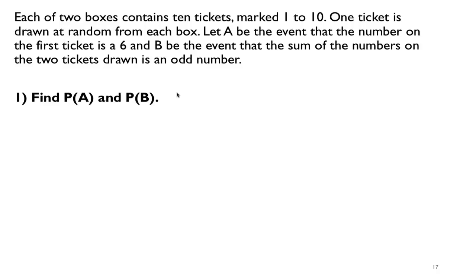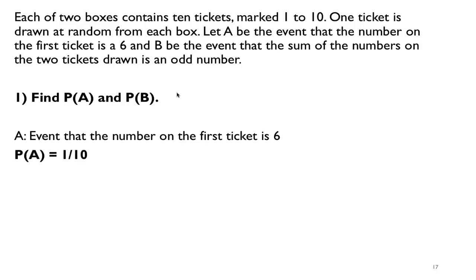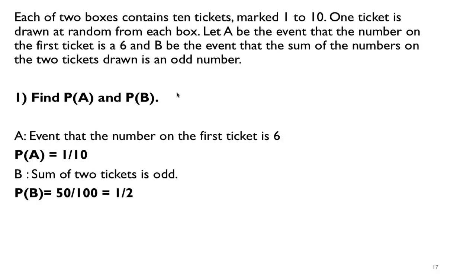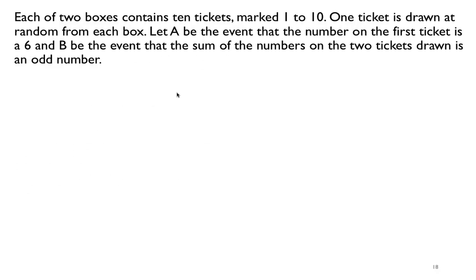So let's find the probability of A and the probability of B. A is the event that the number on the first ticket is a 6. So the chance of getting A is 1 out of 10, because we have 10 tickets and one of them is a 6. B is a little bit tricky. What's the chance that the sum of the 2 tickets is an odd number? Well, if you pick 2 tickets, you get a total of 100 different outcomes, because on the first ticket you have 10 possible outcomes, on the second ticket also 10, and 10 times 10 is 100. Of those 100 outcomes, half will add up to even, half will add up to odd. So the chance of the sum being odd is 50 out of 100, or 1/2.